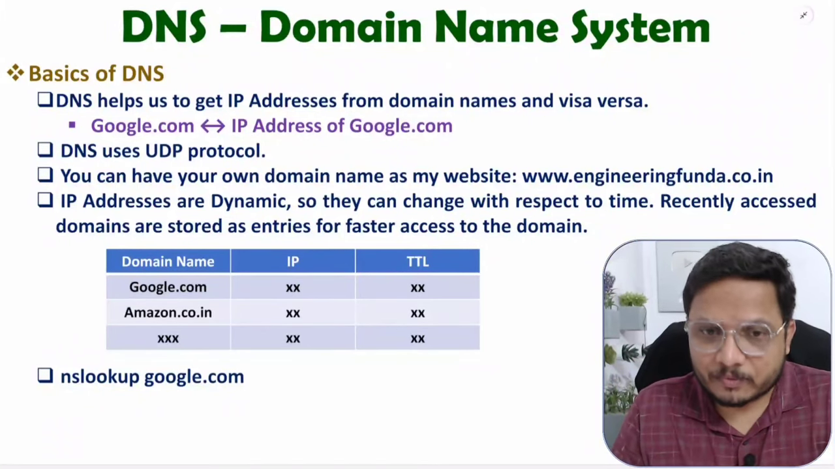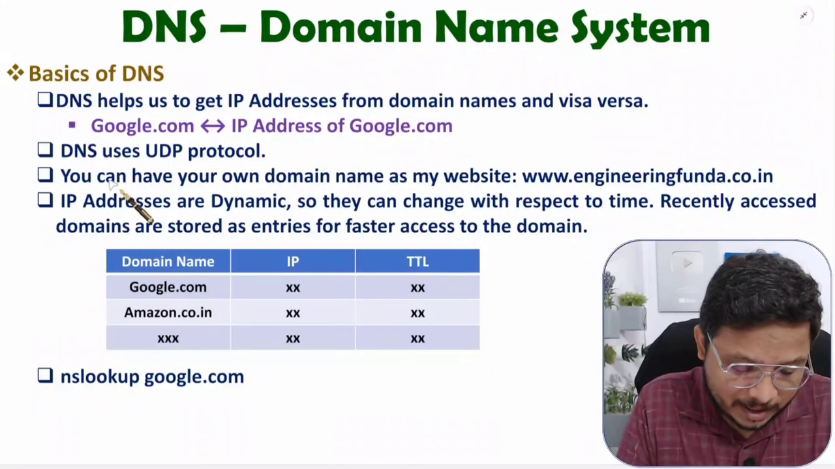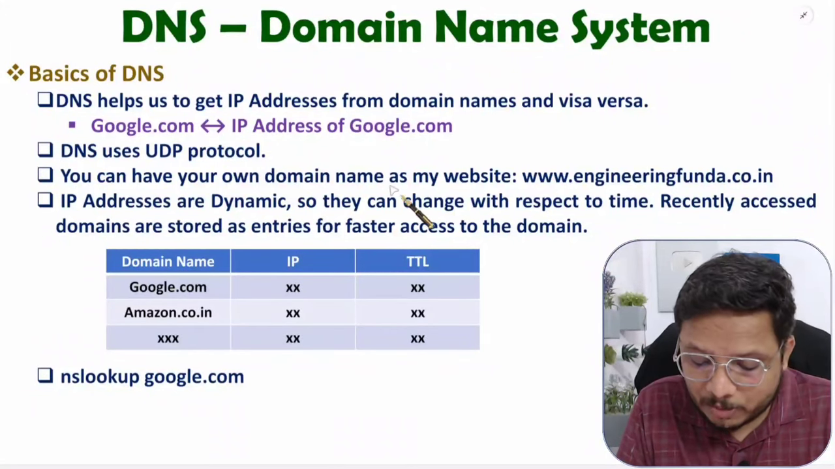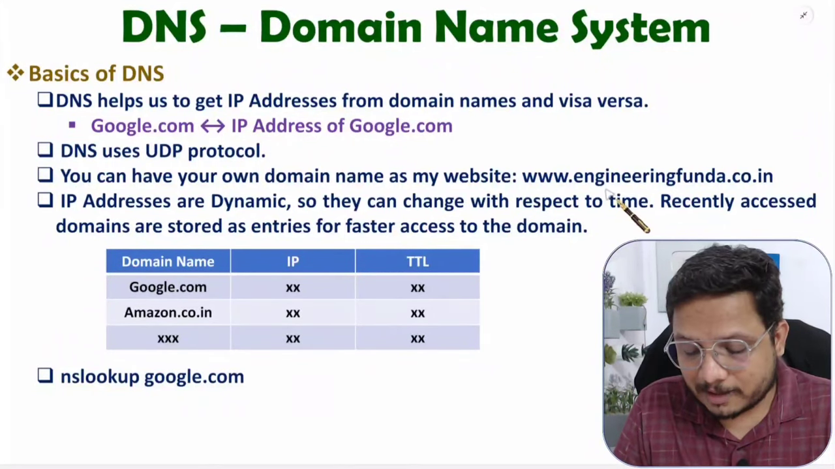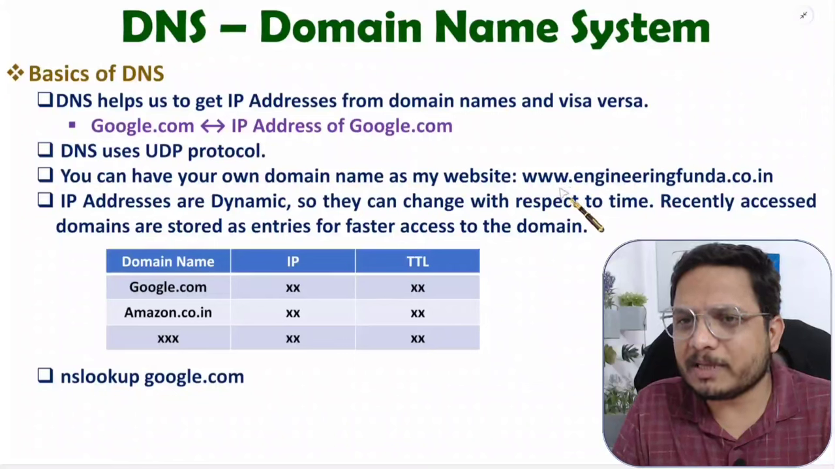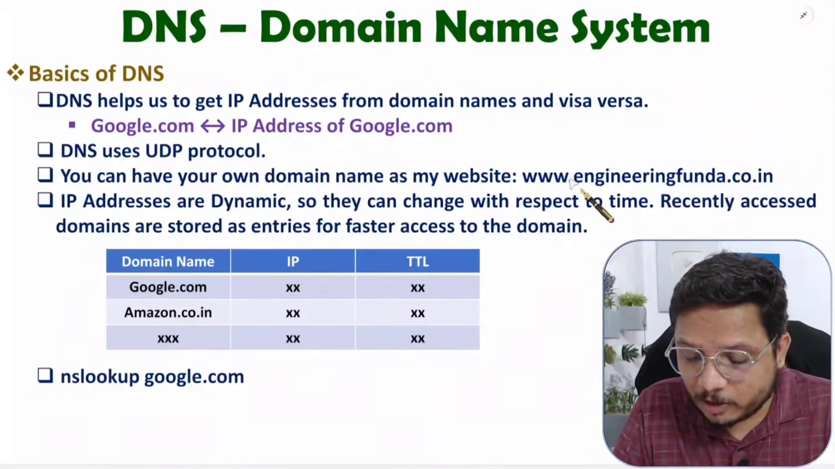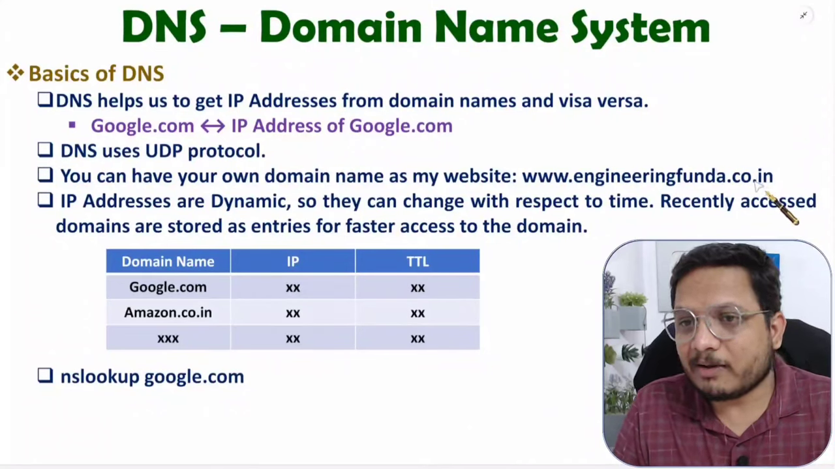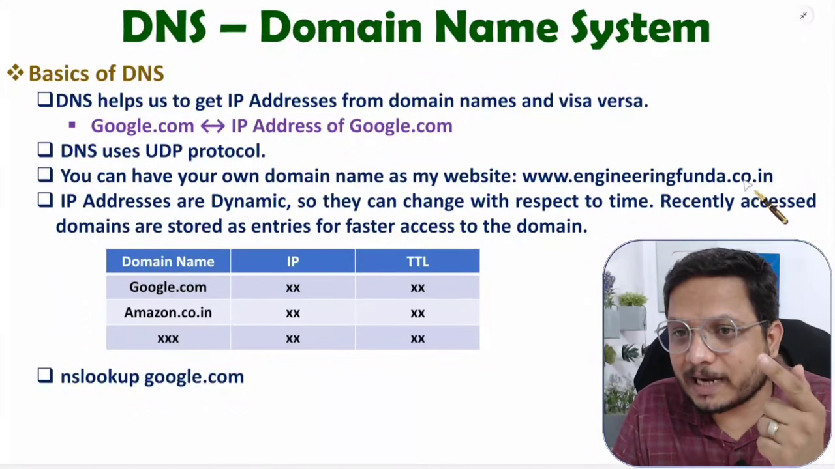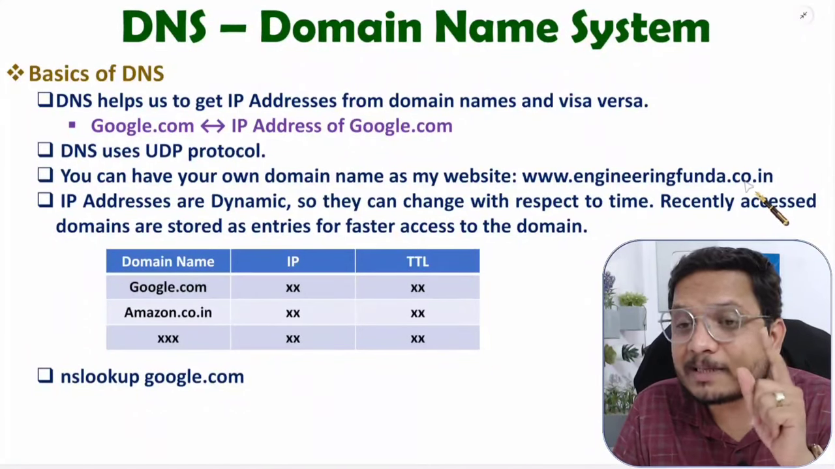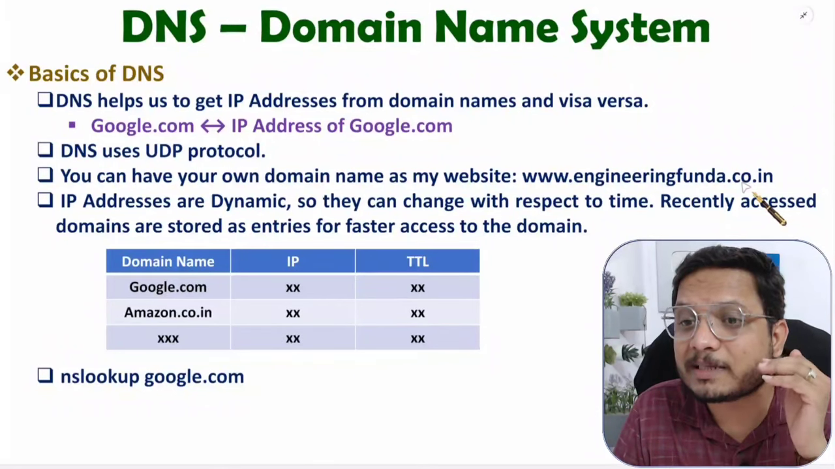Once you have an IP address, you can communicate. So you can have your own domain name, as my website has. You should know that my website name is www.engineeringfunda.co.in. So this is my domain name, right? Now, if you want to access this website, first you will forward a DNS frame along with the DNS protocol.